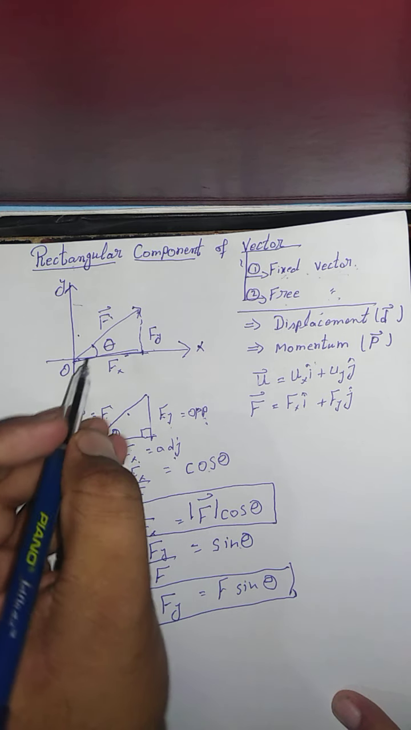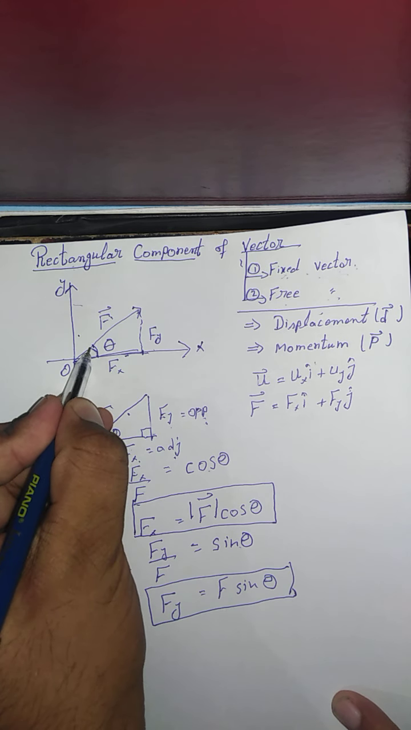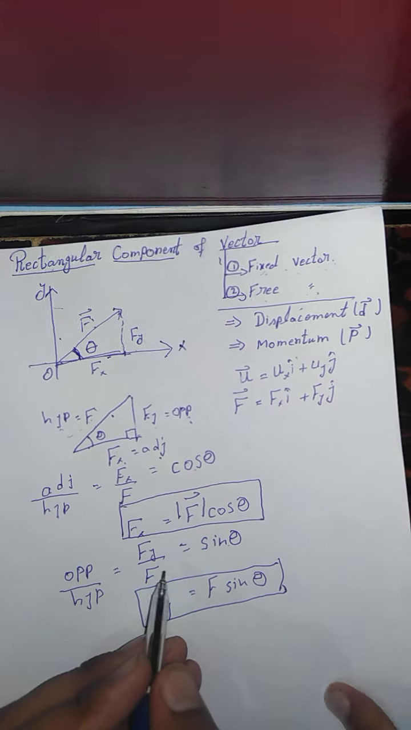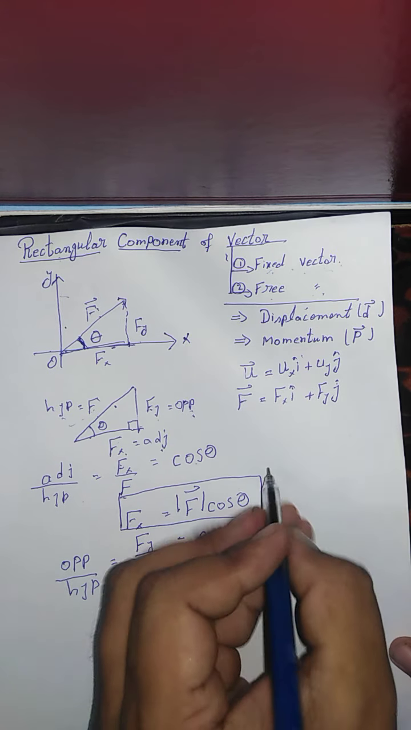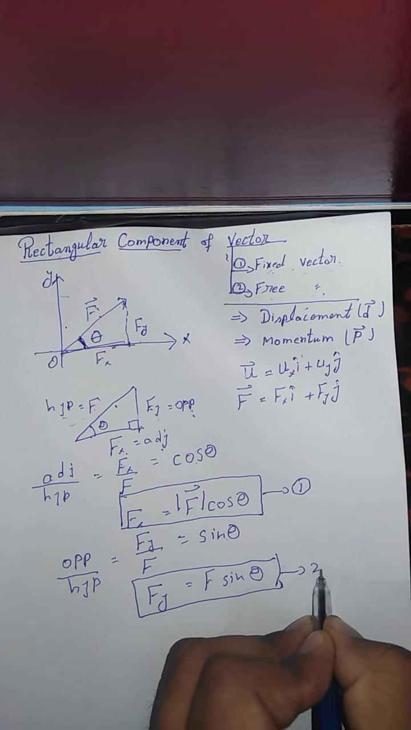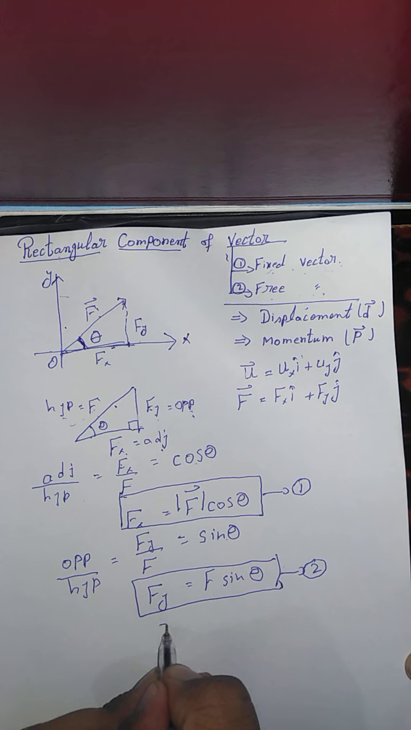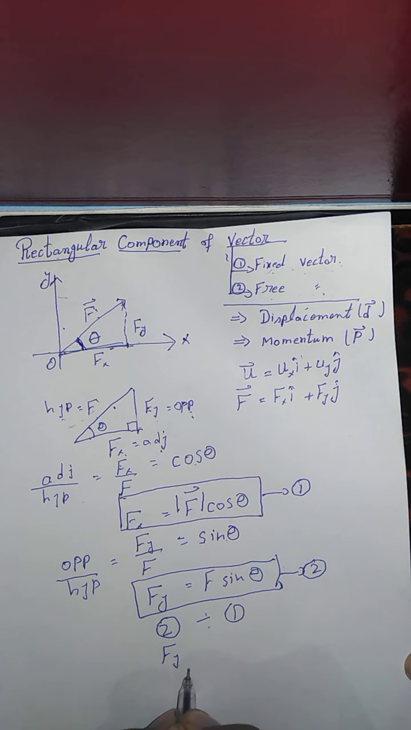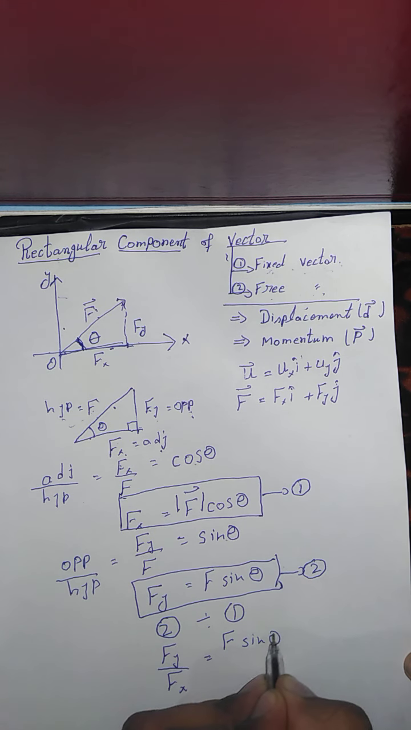Now we want to find the value of the direction theta. How can we find the direction of vector force? So if we name this component 1 and this component 2, then by dividing 2 by 1, we have Fy divided by Fx, which is equal to F sine theta, the value of the second component, divided by the value of the first component F cos theta.